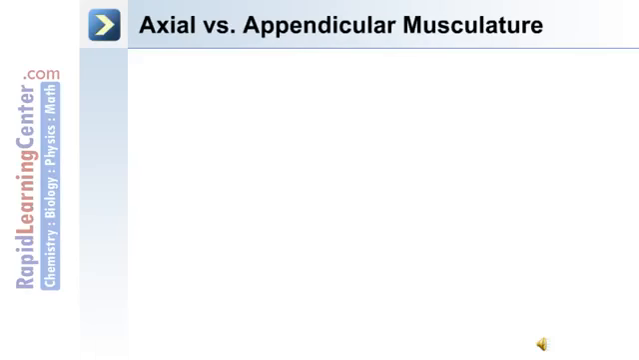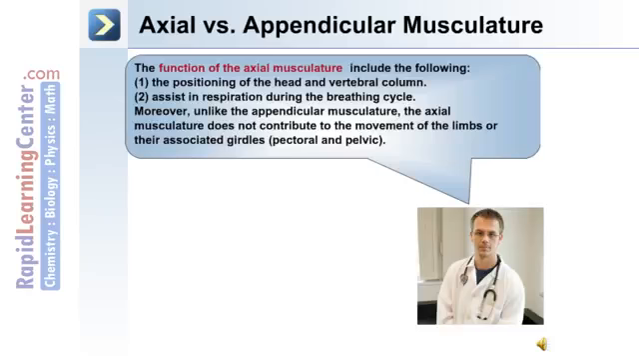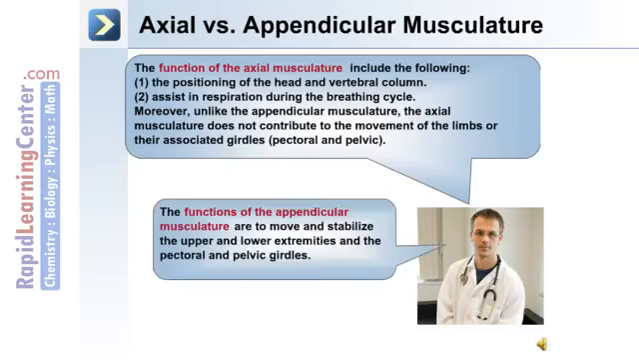The difference in function between the axial and appendicular musculature. The function of the axial musculature includes the following: the positioning of the head and vertebral column, assisting in respiration during the breathing cycle. And unlike the appendicular musculature, the axial musculature does not contribute to movement of the limbs or their associated pectoral or pelvic girdle. The functions of the appendicular musculature are to move and stabilize the upper and lower extremities and their associated pectoral and pelvic girdles.